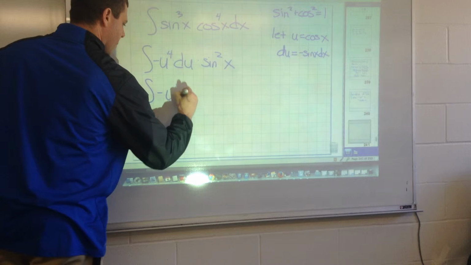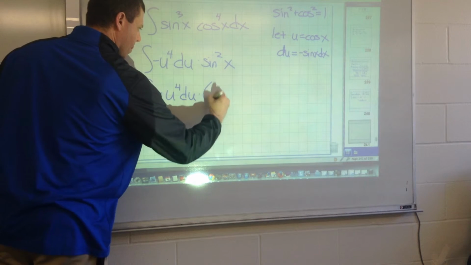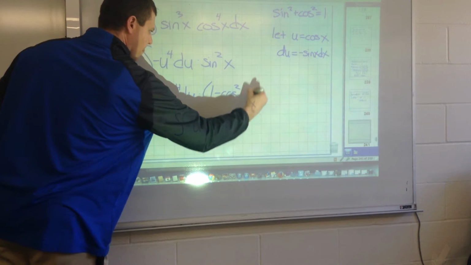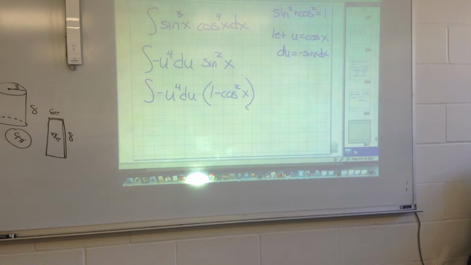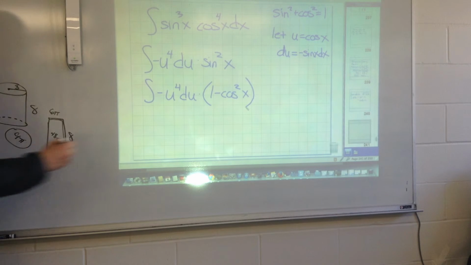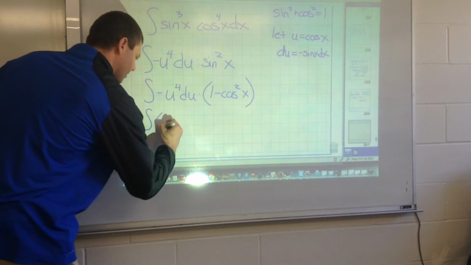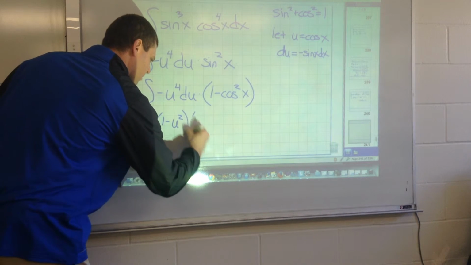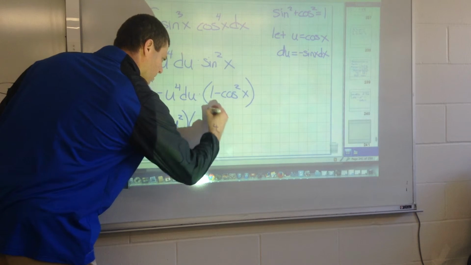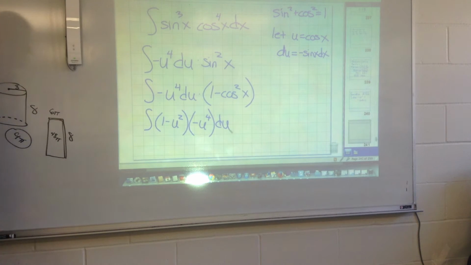Oh, you sly dog. Which wouldn't that then just be 1 minus u squared? Because cosine is your u. I'm going to move that to the front here. And then distribute, I'm guessing? Mm-hmm. So it would just be negative.